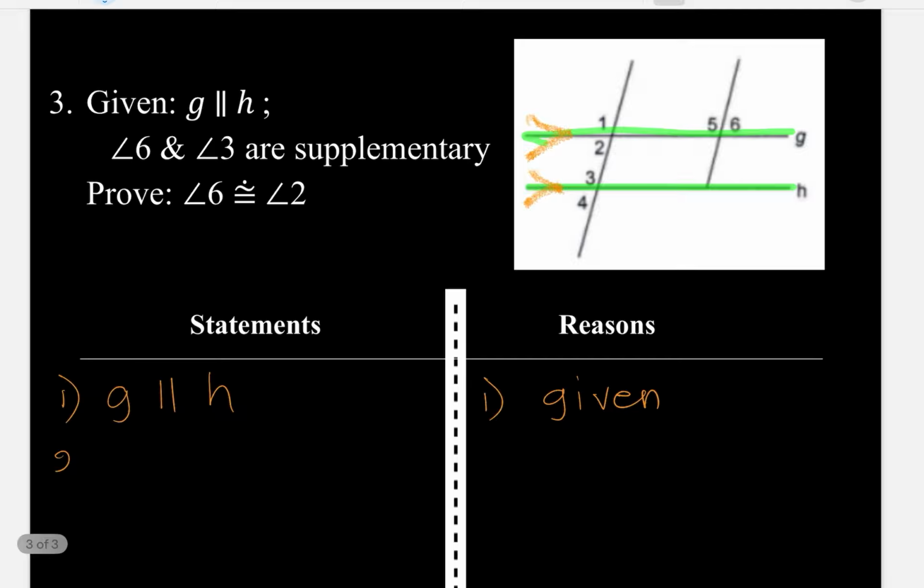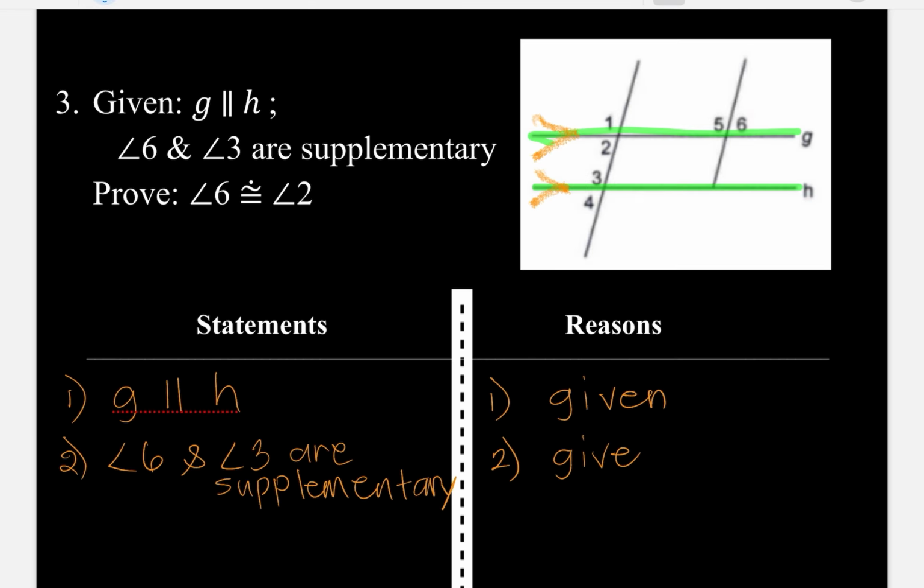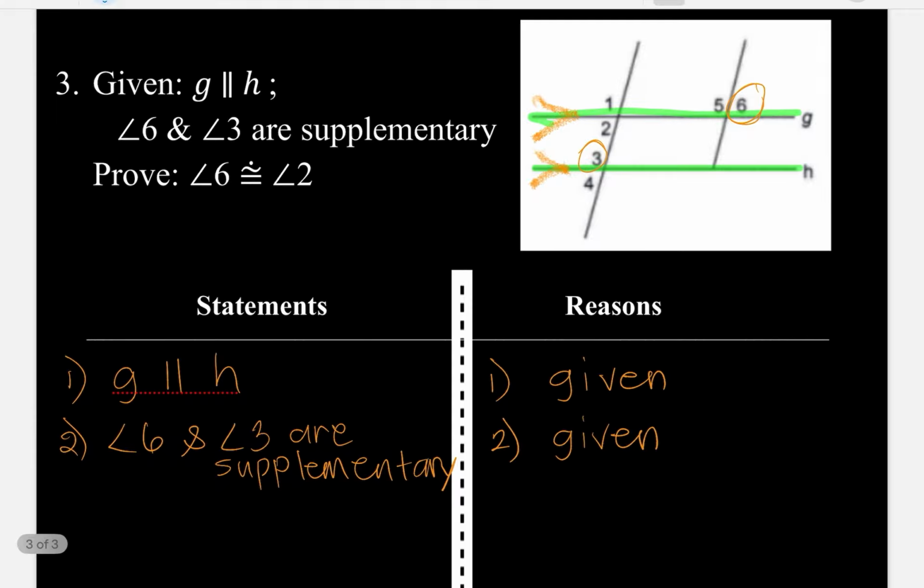We have another given, which is angle 6 and angle 3 are supplementary. And the reason is also given. Now, as you have noticed, none of the angle pairs in the parallel lines cut by a transversal illustrates angle 6 and angle 3. However, it's in the given that they are supplementary. So we're going to use this given to create the next statement.